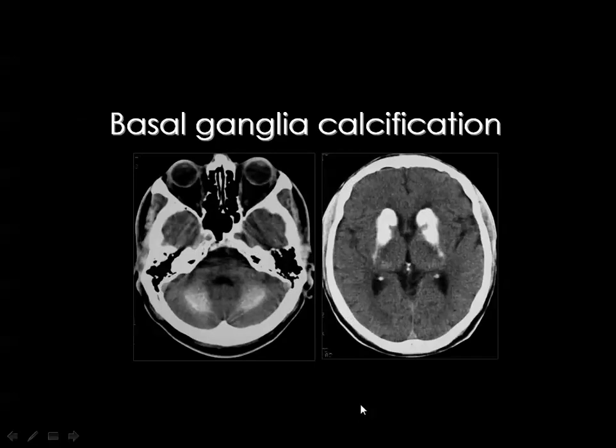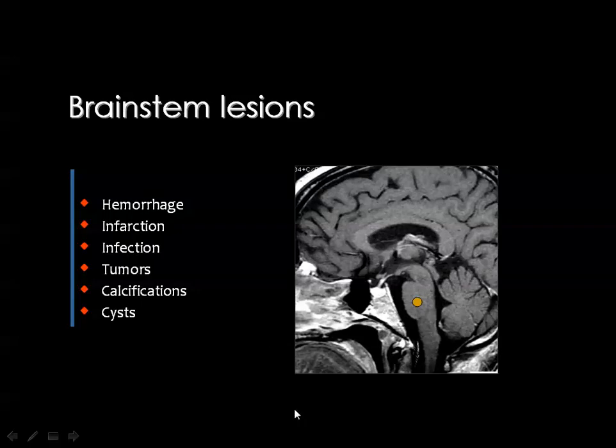Then you remember from the lecture of intracranial calcification that calcium may occur in the basal ganglia, and in the cerebellum there are the dentate nuclei. And this is a case of basal ganglia calcification with a long list of differential diagnosis.